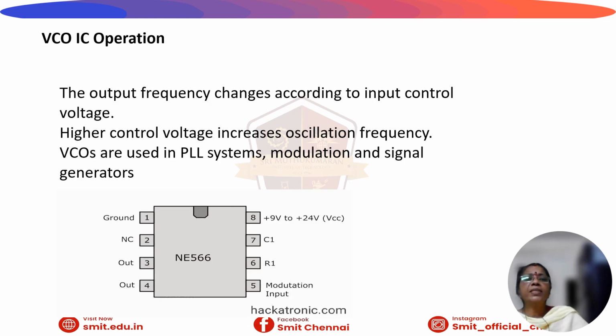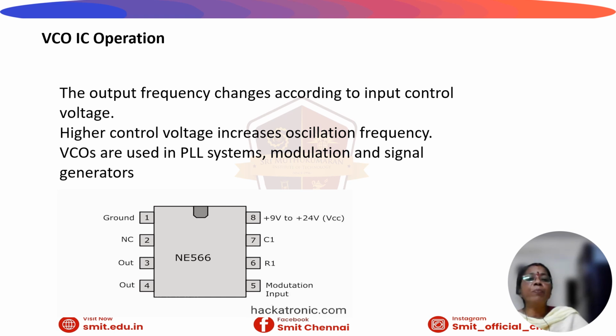We will discuss the VCO monolithic IC operation, the IC 566. It consists of a constant current source, a Schmitt trigger, and two buffer amplifiers working together to generate simultaneous square wave and triangular wave outputs. The output frequency changes according to the input control voltage. A higher control voltage increases the oscillation frequency. VCOs are used in PLL systems, modulation, and signal generators.